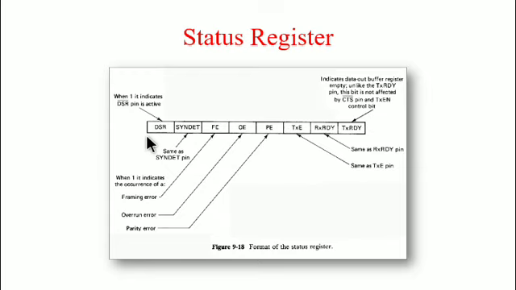So that's all about the USART 8251A, which is a serial communication interface.